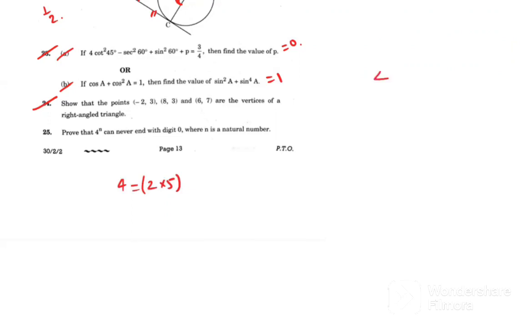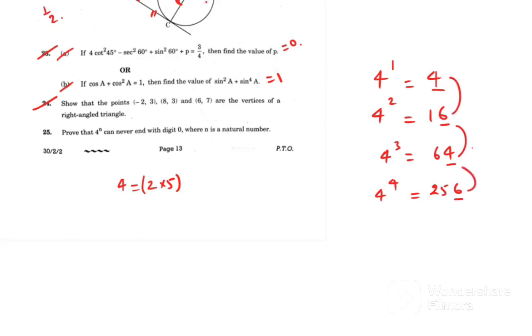N is given as a natural number. So let's see what is 4 power 1. 4 power 1 is 4. What is 4 power 2? 4 power 2 is 16. Right. So it ends with 6 and 4 power 1 ends with 4. Let's see 4 power 3. 4 power 3 is nothing but 64. It again ends with 4. 4 power 4 is 256. Again it ends with 6. Right. So you can see the pattern.